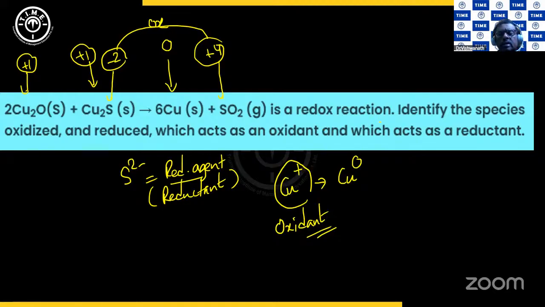Clear? So we have mentioned what is the oxidant and what is the reductant and what is undergoing oxidation. Sulfide is undergoing oxidation, therefore it is a reductant. Cuprous is undergoing reduction, therefore it is the oxidant here. Clear?